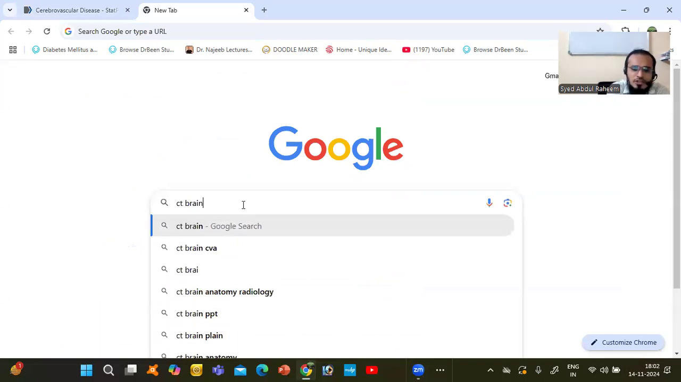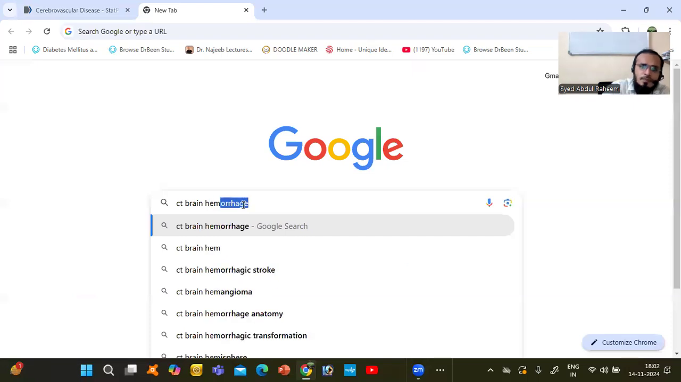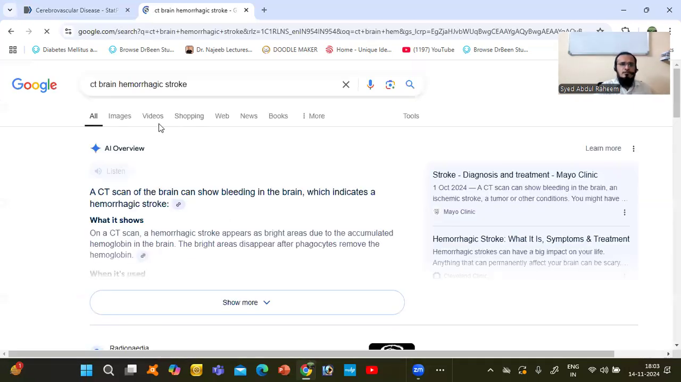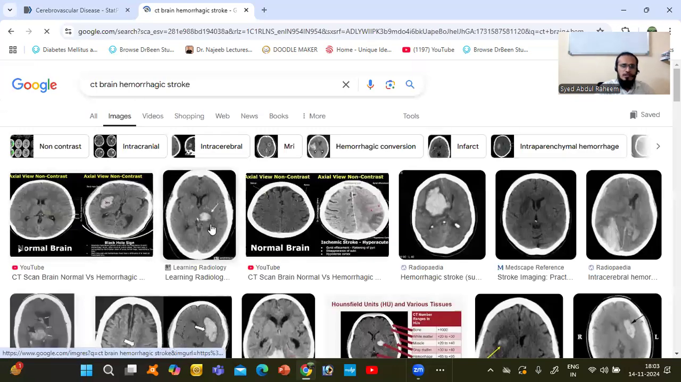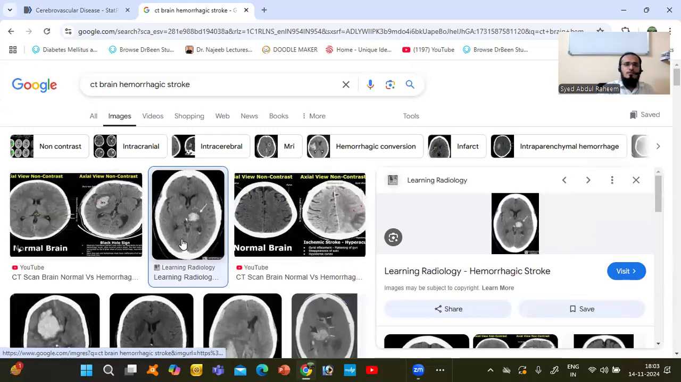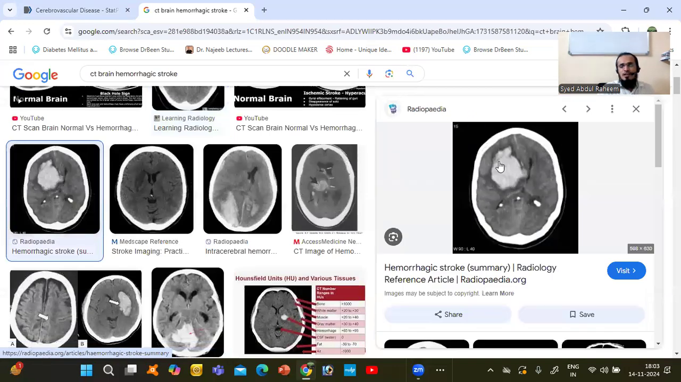So let's see the CT, hemorrhagic stroke, CT brain. You can see that this is the hemorrhagic stroke. You can see in the CT, this is a very large hemorrhage in the frontal area. Some part of parietal is also involved, frontal also involved, temporal also involved. This is very large, so sometimes they need surgery. The doctor will open this skull area with a drill, and they will release all the hematoma.